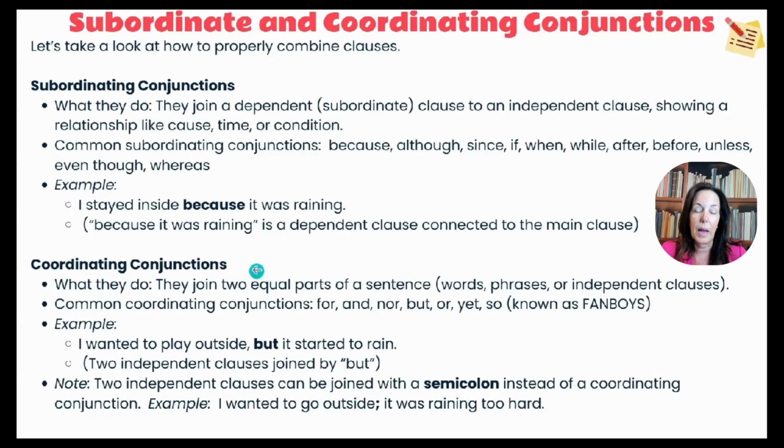Let's talk next about coordinating conjunctions. What they do, they join 2 equal parts of a sentence, words, phrases, or independent clauses. Common coordinating conjunctions are for, and, nor, but, or, yet. These are known as the FANBOYS.